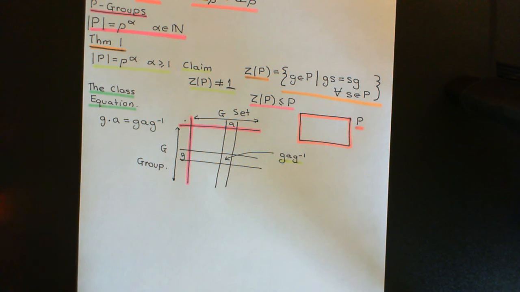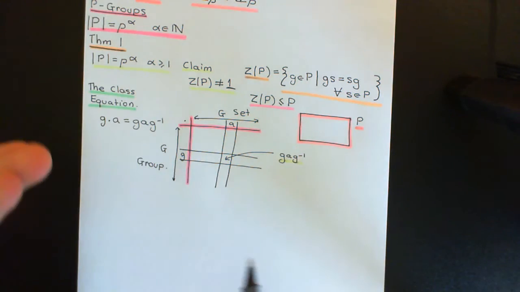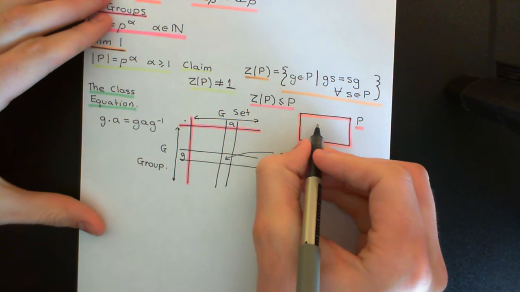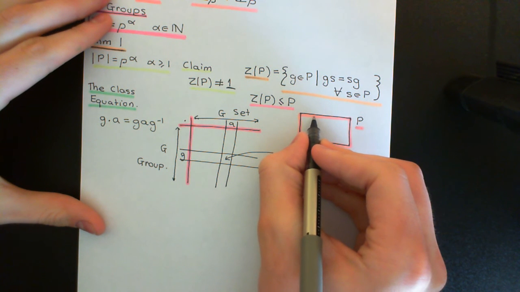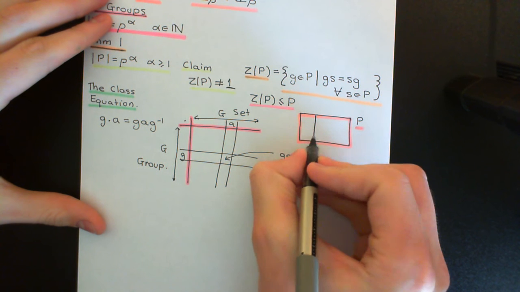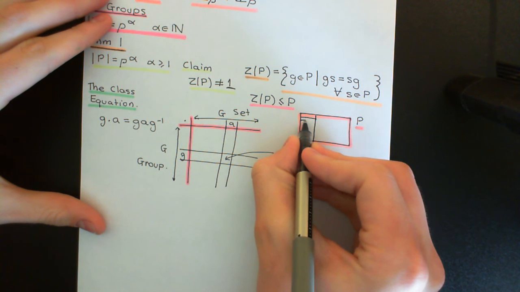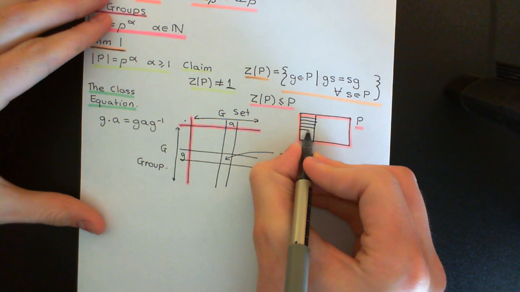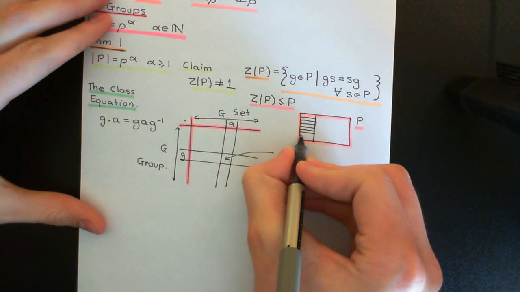Now, the orbits of this group action are going to be all of the elements that can be mapped onto each other by being conjugated by elements of the group. They're going to be what we would call the conjugacy classes of the group. We're partitioning the group up into its conjugacy classes. Now some of the conjugacy classes will be very, very small and will just contain single elements, and these will be the elements that are in the center of the group.